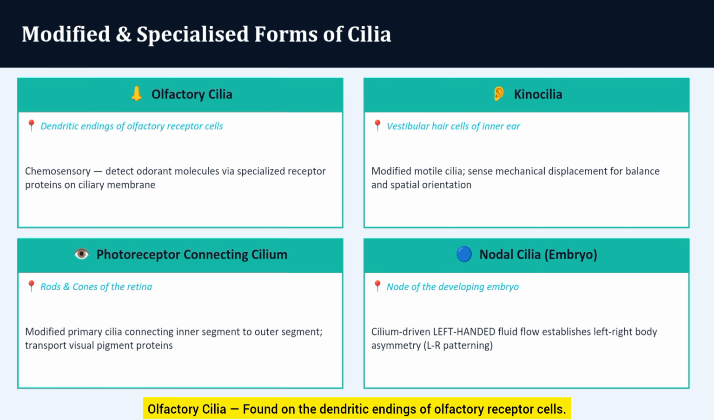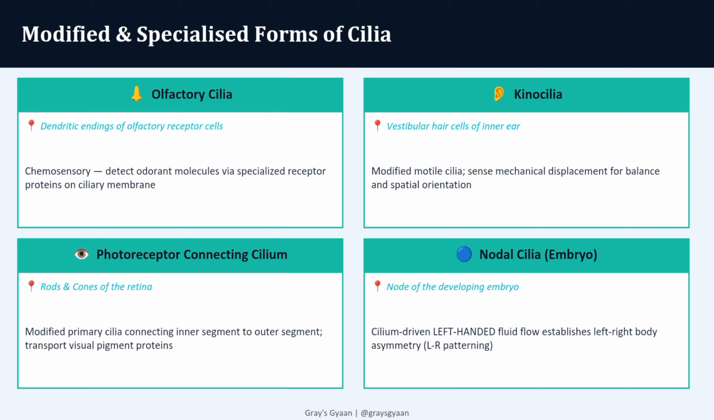Olfactory cilia, found on the dendritic endings of olfactory receptor cells. These are chemosensory, specialized receptor proteins on the ciliary membrane detect smell. Essentially, when you are smelling something, these cilia are at work. Kinocilia, found in vestibular hair cells. These sense mechanical displacement for balance and spatial orientation. The function of the inner ear depends on these.